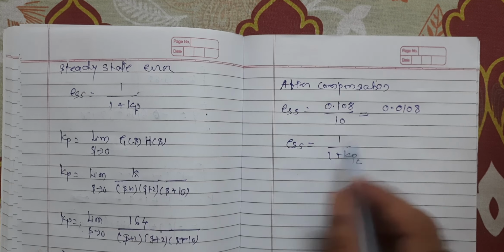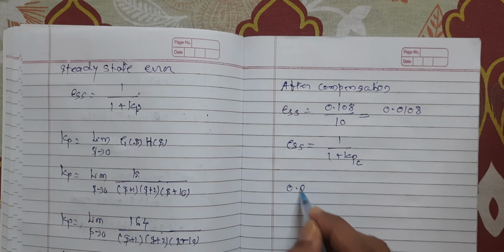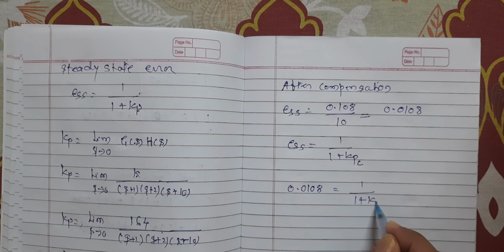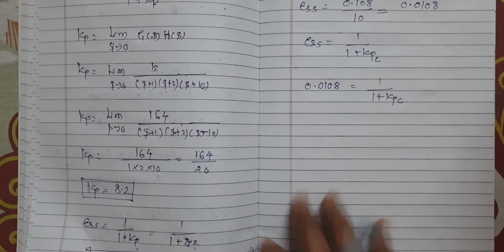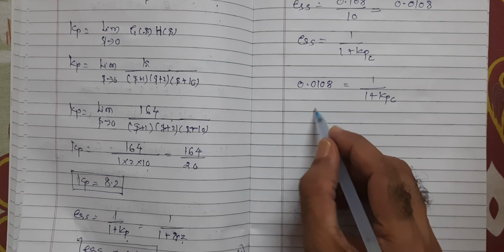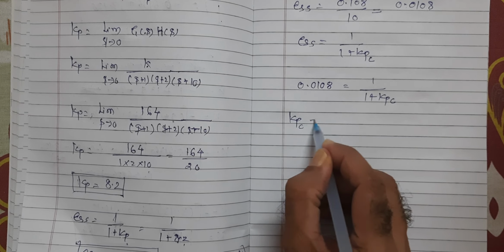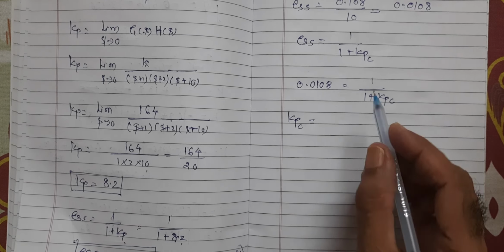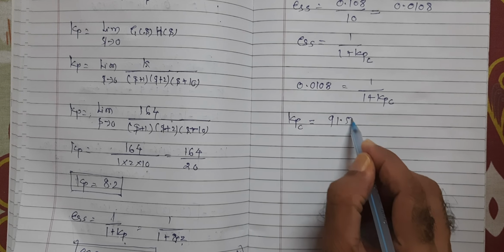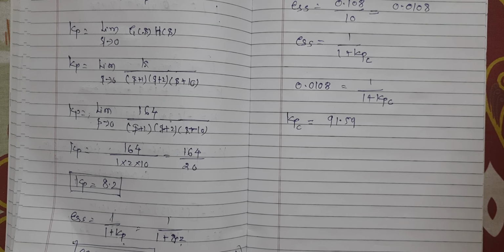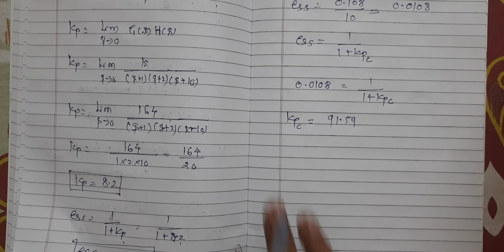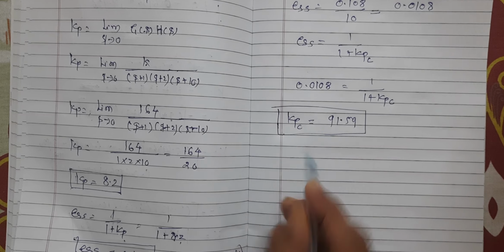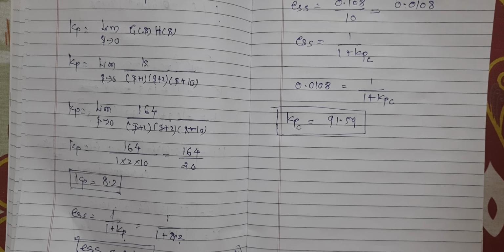So ESS is 0.0108. It is equal to 1 over 1 plus Kpc. So from this we can find out the Kpc. Kpc becomes 91.59. So this Kp value we have, Kpc, it is equal to 91.59.